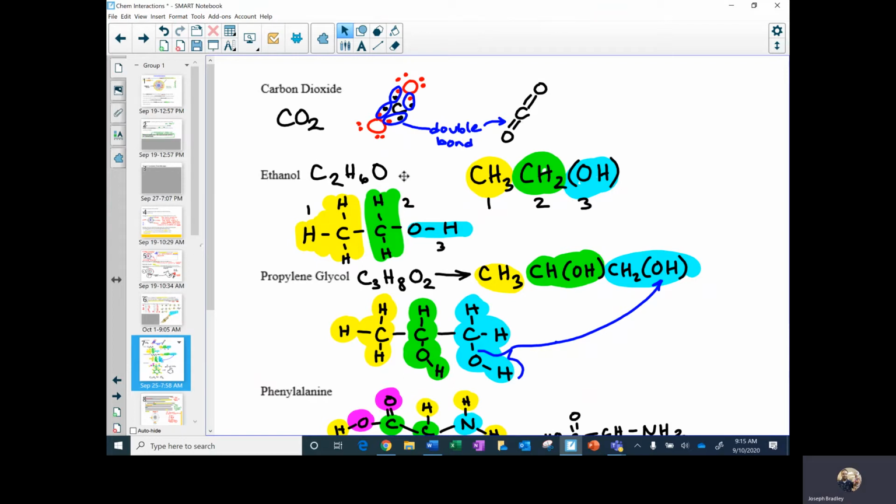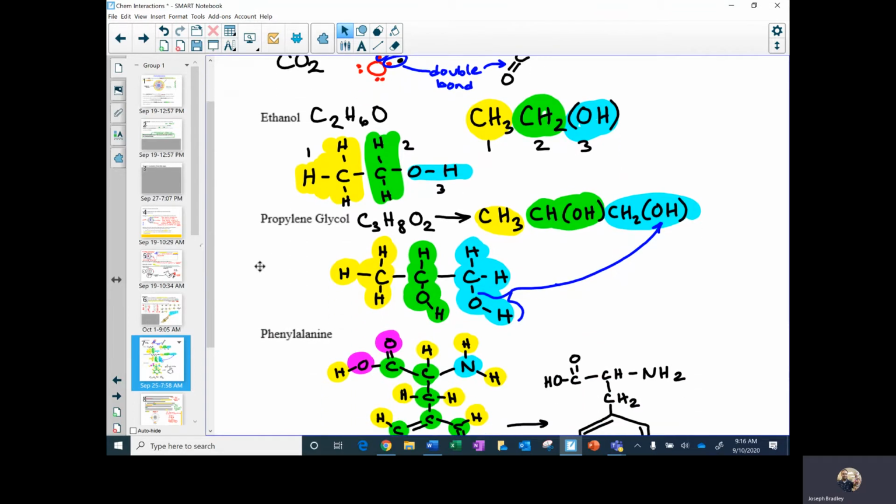This is ethanol. So oftentimes you could just write ethanol's molecular formula like this, but a lot of times you do it so that you can actually see how the molecules kind of go together. So it forms CH3, CH2, and then the OH. So you would write it that way. Propylene glycol, CH3, and then CHOH, and then CH2OH to show where that would go.